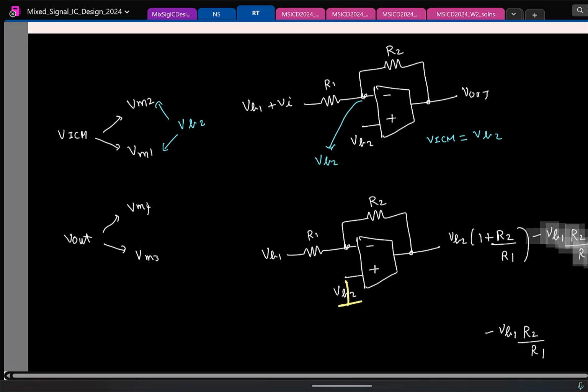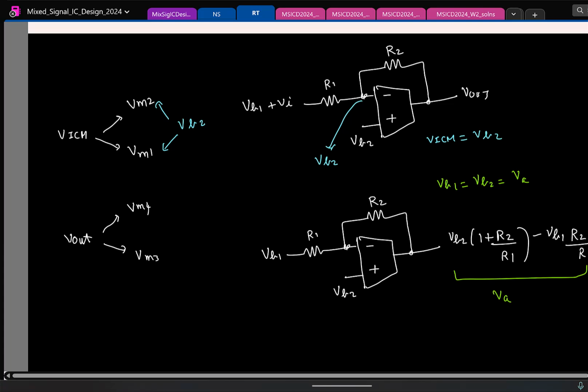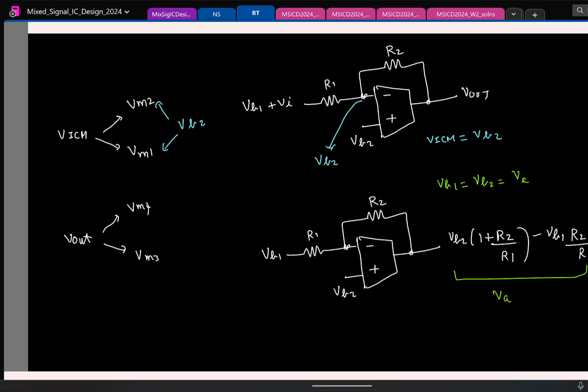And one thing to notice, let us say here, if I choose VB1 equal to VB2 equal to some V0 or some VA, what will this simplify to? VA. So basically, if you keep all the voltages the same here, even the output will also be at the same bias voltage. That's why, I think even in your project, I am sure the bias voltages were chosen to be equal: the bias voltage for the input and the one connected to the non-inverting terminal.